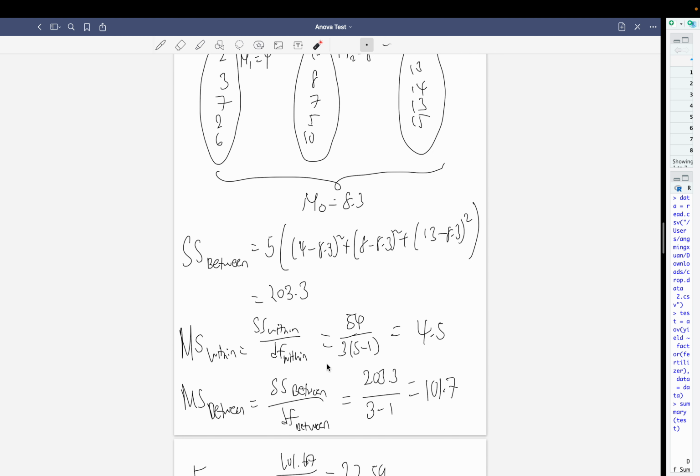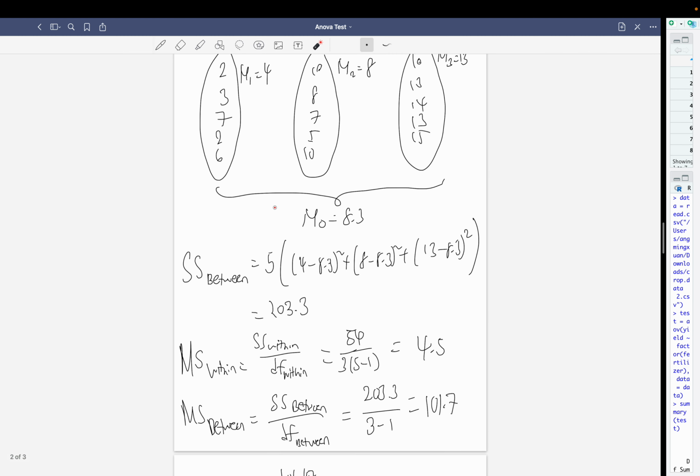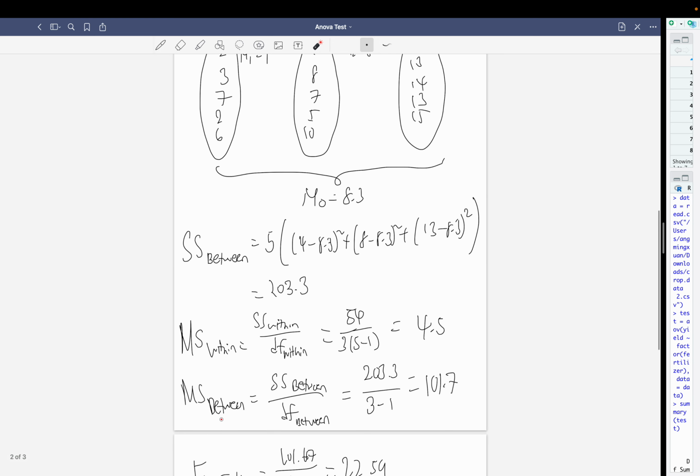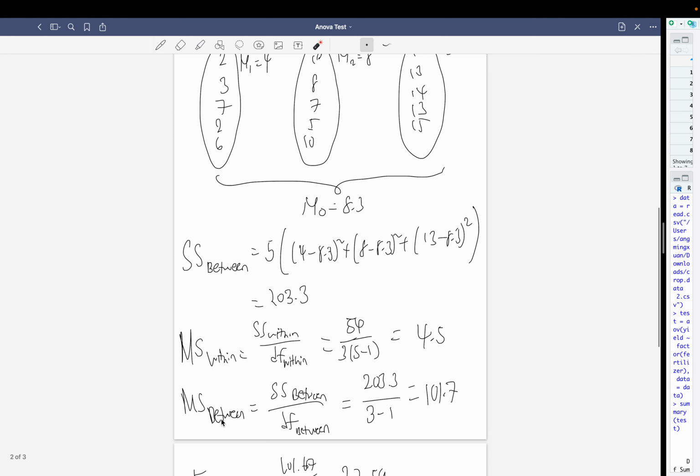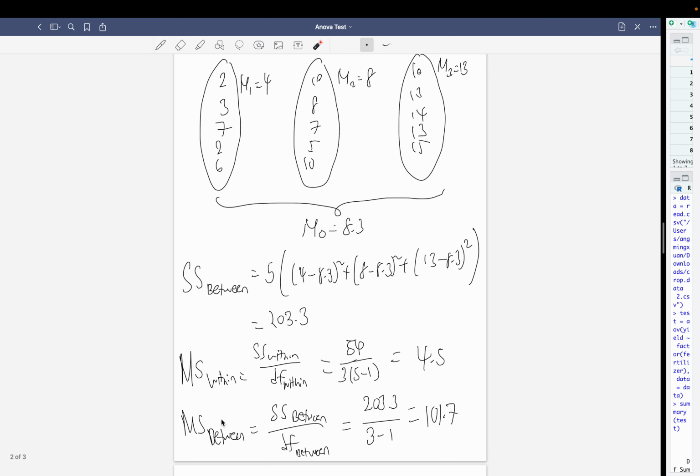it is possible that there are different numbers of participants in each group, but in our case, there will just be 3 groups, and so we can just take 3 times 5 minus 1. If it wasn't this case, we would just take the number of participants minus 1 in each group and then add them together. For the mean squared between the group, it is a similar formula, which is the sum of squares between the group divided by the degrees of freedom between the group. In this case, because there are 3 groups, you just take 3 minus 1 for the degrees of freedom.